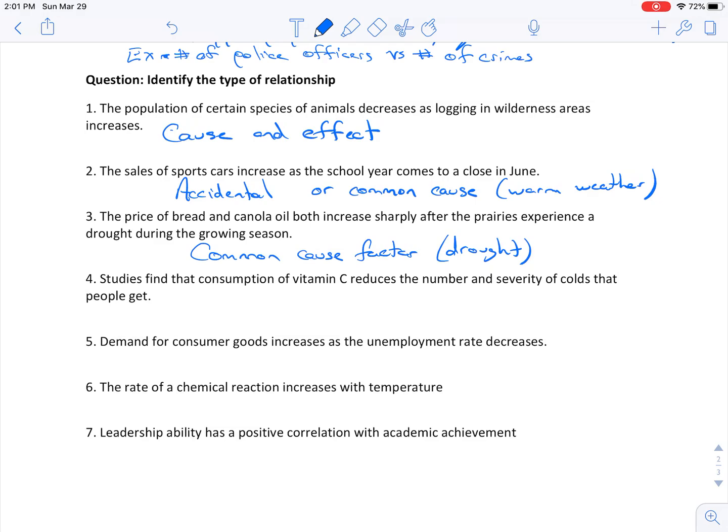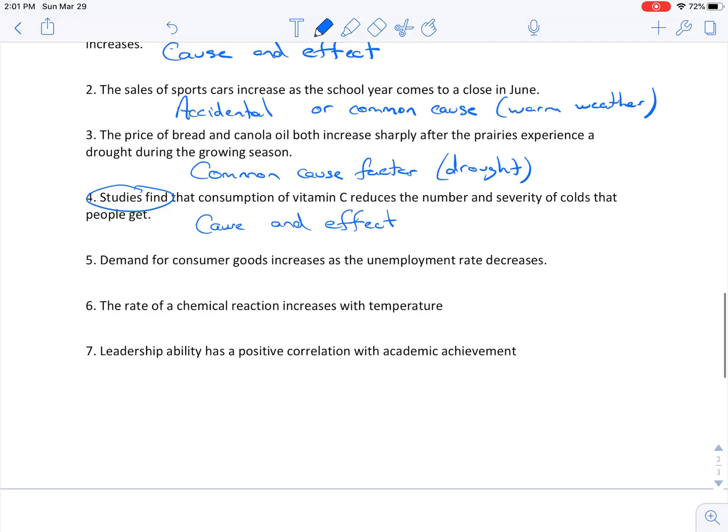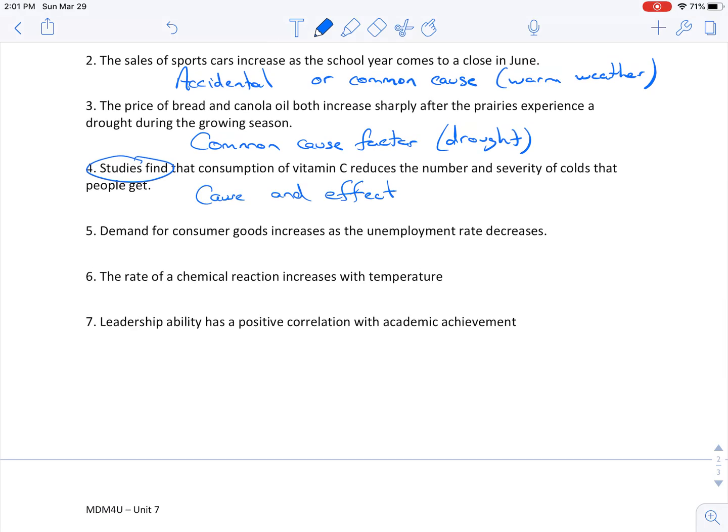And number 4, studies find that consumption of vitamin C reduces the number and severity of colds that people get. So because this says studies, we know that it's going to be a cause and effect. If it was just presumed, that would be different. So more vitamin C is reducing the number of colds. Next one says demand for consumer goods increases as the unemployment rate decreases. And so this one's a bit trickier because you could say as unemployment rate decreases, the demand for consumer goods also increases. So this is one of those ones where it's the reverse cause and effect. That's probably the hardest one to identify.